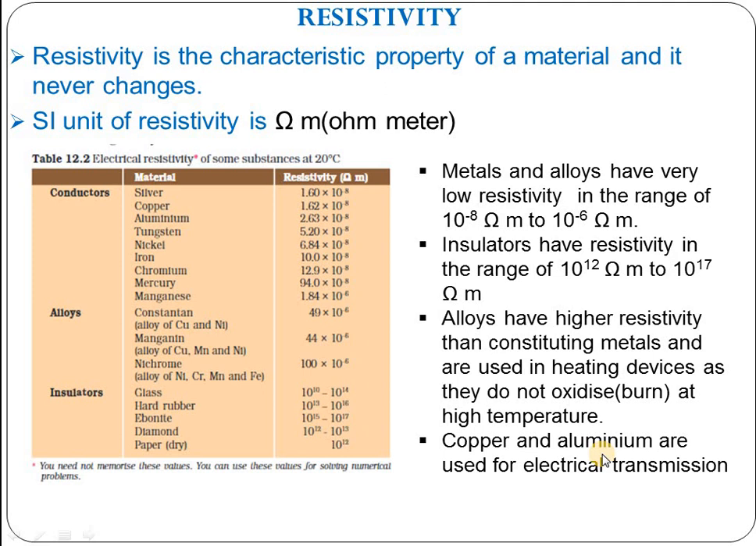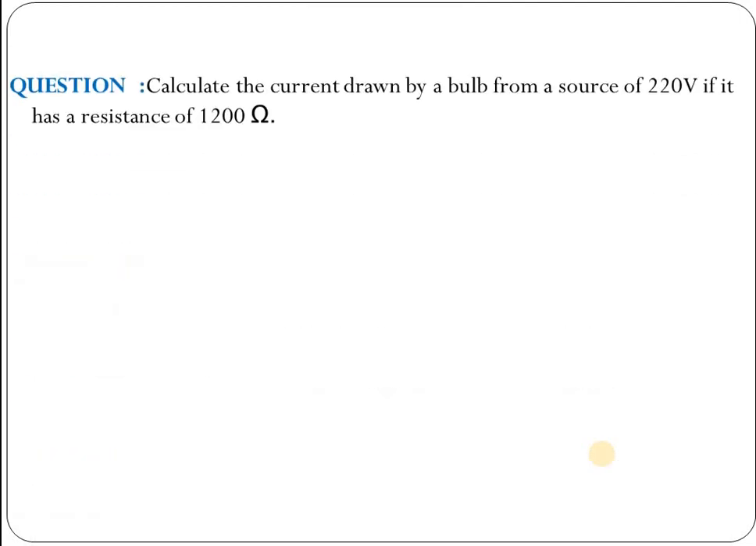Children, let us now solve some numericals or questions with the help of the formula for resistance and resistivity we have just derived, and the concept will be more clear. This is a question which says: calculate the current drawn by a bulb from a source of 220 volt if it has a resistance of 1200 ohm.